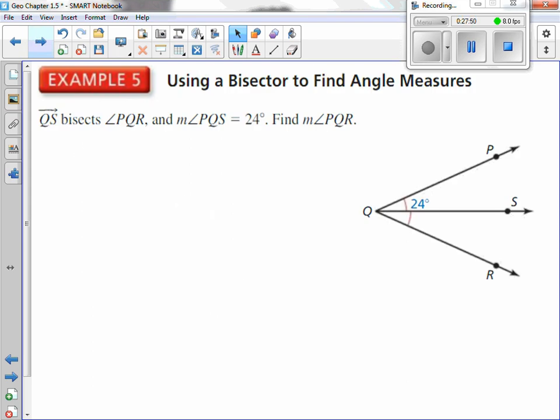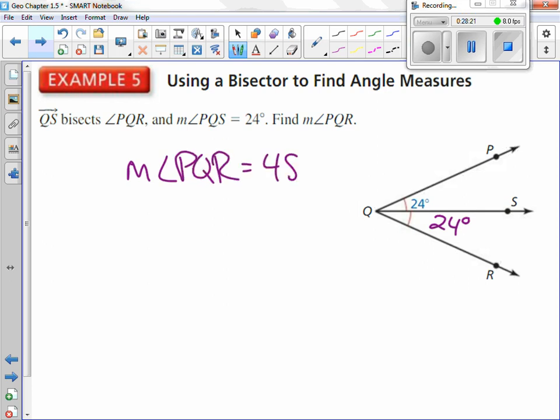Now, this here, using a bisector. Bisector means to cut in half. So when we see a bisector of any kind, it's cutting it in half. QS bisects the angle, and the measure of this one angle is 24. PQR, the whole angle, would be what? 48. Because that one's 24, it means the other one is 24. So the measure of angle PQR should be 48 degrees, because it's half, so we can double it to get the whole. That's not too bad, is it?